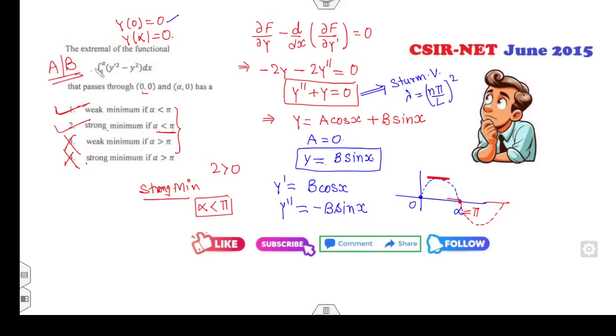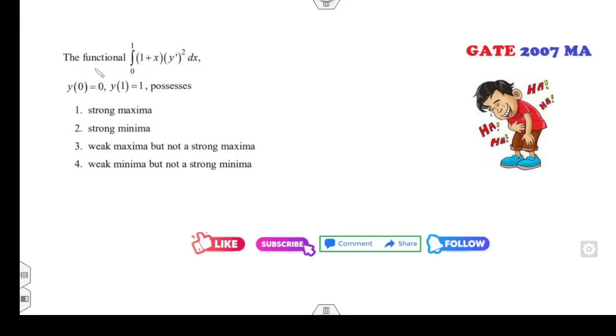Is it okay? Now look at the next one. The functional possesses strong maxima and minima. What is your f? 1 plus x y dash square. तो पहले second derivative निकाल लेते हैं. तो कितना आ जाएगा? 2 times 1 plus x, और x की domain क्या है? 0 से 1, which is always positive, and it is always positive for all those values of the y. सभी y के लिए होगा.